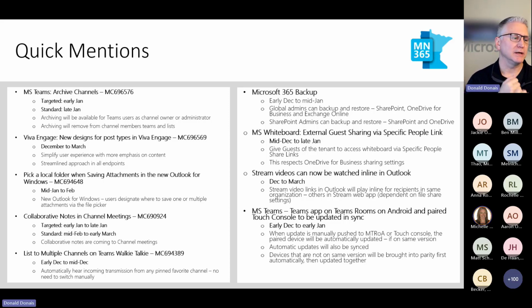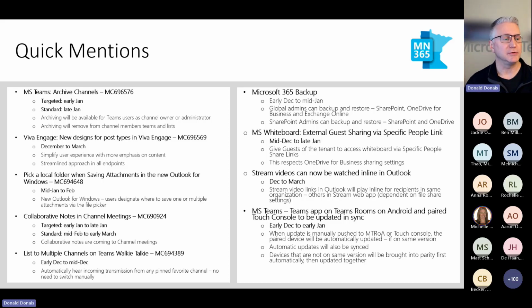Mid-January to February, you're going to get an update that's going to allow you to be able to save attachments in the new Outlook. Again, I want to make sure I emphasize this. In the new Outlook for Windows, you're going to be able to have a, hey, I want to be able to save this attachment here, and it's not going to do the normal default piece, right? So it's going to allow you to be able to change where you want to have that set up.